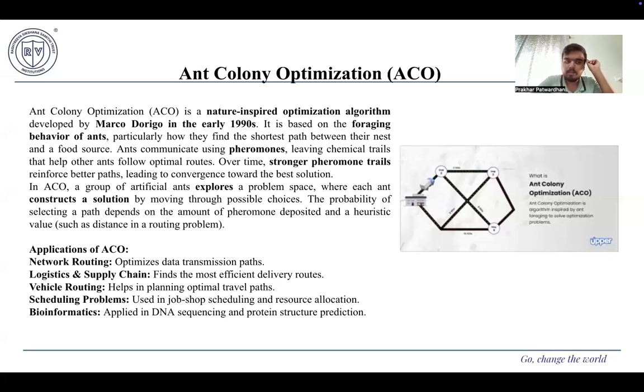Now, coming to the applications of ACO. Network routing, which optimizes data transmission paths. Second one is logistics and supply chain, which finds the most efficient delivery routes. Third one is vehicle routing, which helps in planning optimal travel paths. Fourth one is scheduling problems, such as job shop scheduling and resource allocation. Fifth one is bioinformatics, which is applied in DNA sequencing and protein structure prediction.